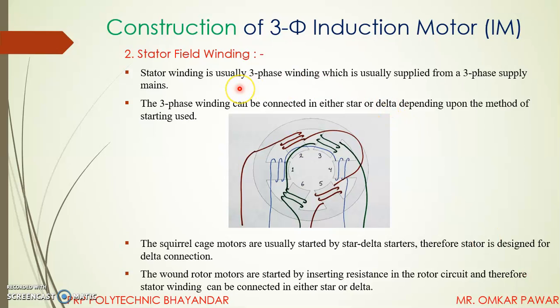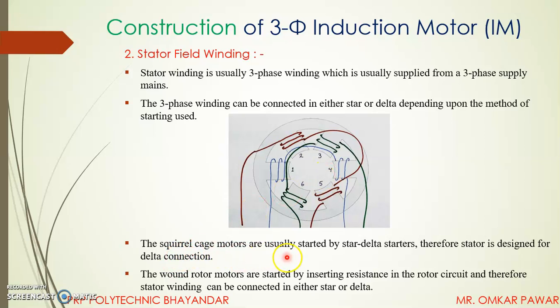Next is the stator field winding. On the stator core, we put conductors in order to make a three-phase winding. The stator winding is usually a three-phase winding, which is supplied from three-phase supply mains. The three-phase winding can be connected in either star or delta depending upon the method of starting used. Suppose this brown is pole number 2 and pole number 5 is the R phase connected. Next, poles number 3 and 6 are Y connected, and poles number 4 and 1 are B connected.